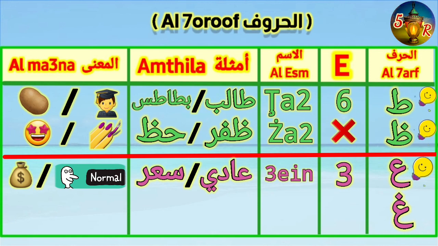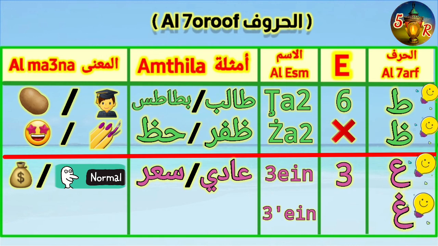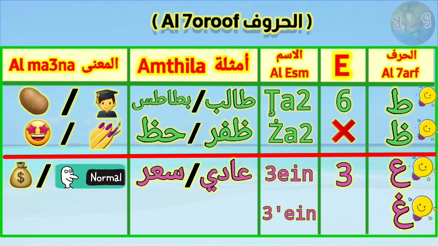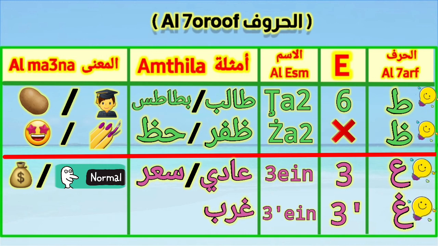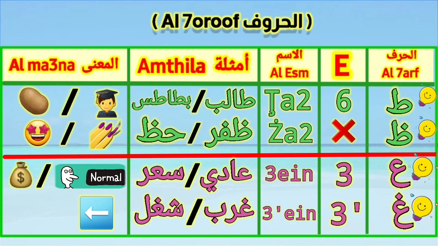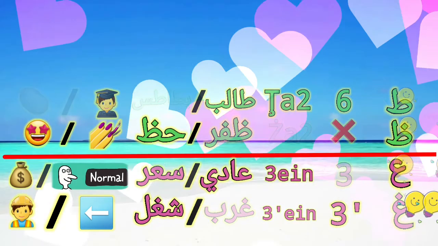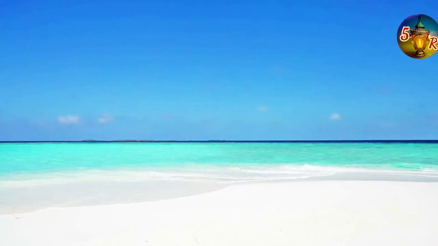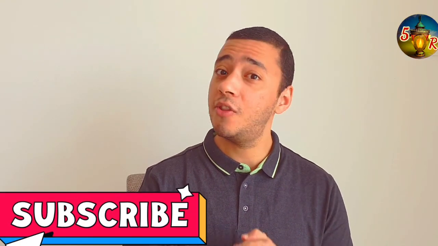And الحرف الأخير, the last letter, was غين, also a new sound in Arabic. You see how many new sounds we said today, always very important to recap. غين usually in Franco-Arabic will be GH or 3 with comma. مثال for غين, we said غرب, غرب means west, and also شغل means work. And that was the end of our part 2 of الحروف العربية, the Arabic letters.